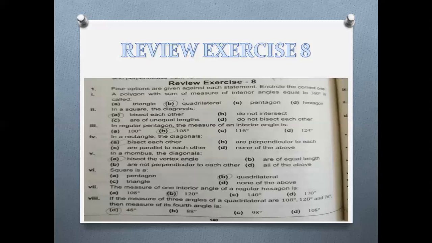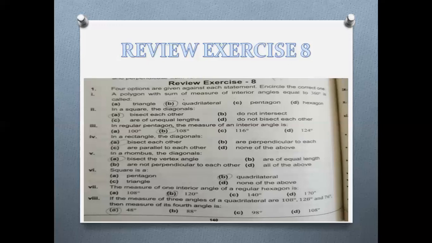In a rhombus, the diagonal bisects the vertex angle. A square is a quadrilateral. The measure of one interior angle of the regular hexagon is 120. I already explained this in the definition of the hexagon. If the measure of 3 angles of the quadrilateral are 108, 128 and 76, then the measure of its fourth angle is 48 degree.